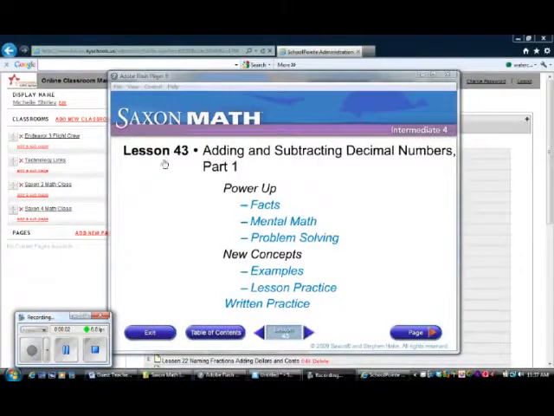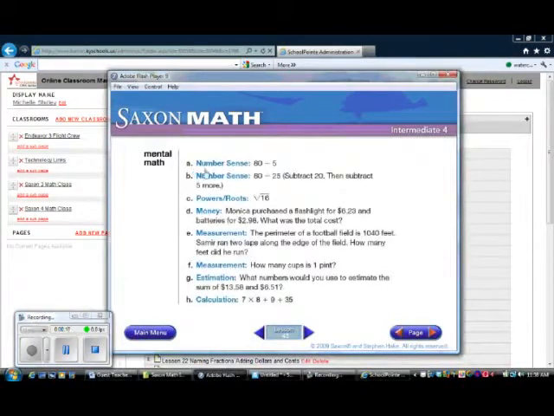Okay, Saxon 4 Math class, it's time for lesson 43, adding and subtracting decimal numbers, part 1. And the only way we've worked with decimals so far is with money, but today it's going to be a little bit different. So we're going to start off with some mental math.